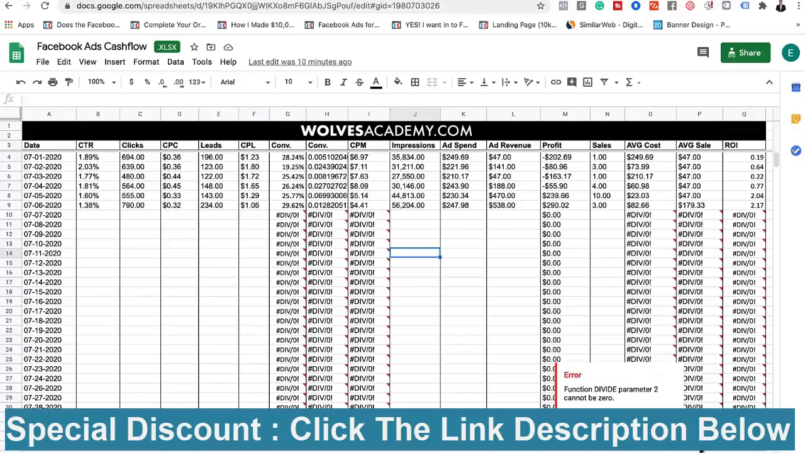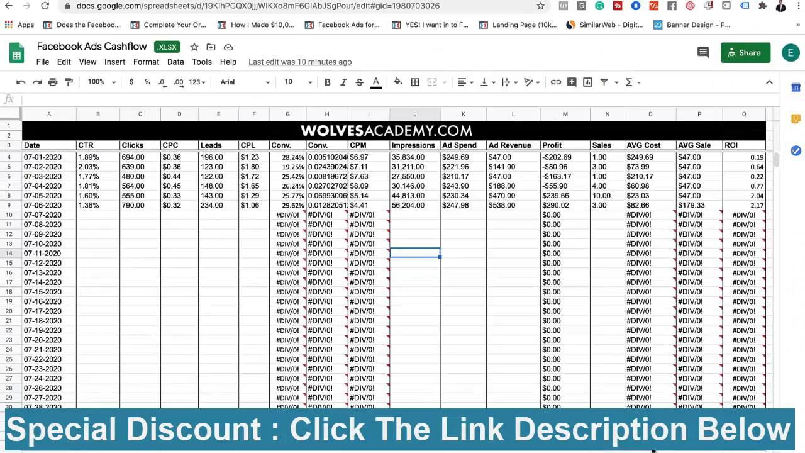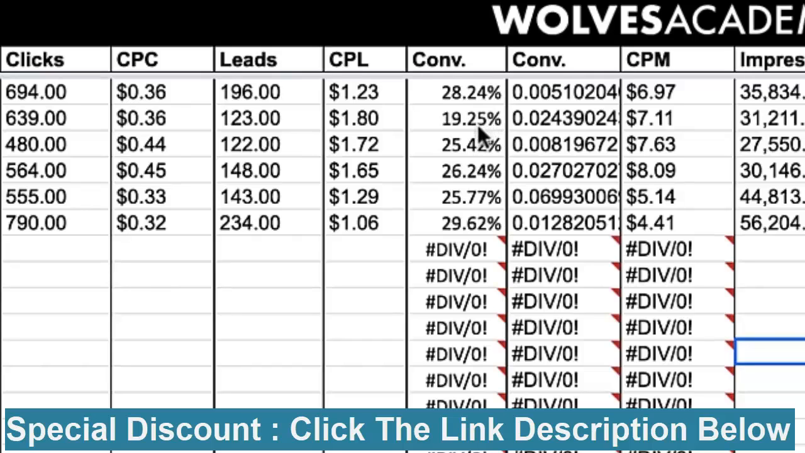So my cost per purchase was on point. My average sell cost was good, $60. But my usual average order value of 120 is $65.05 right now because I only have one upsell out of 22 different sales. So this is the whole point of looking at data. Additionally, if you look at conversion value, and I track all my conversions, my conversion rate was 28%, then it went down to 19%, 25, 26, 25. Yesterday it was 29%, so almost a 30% conversion rate.